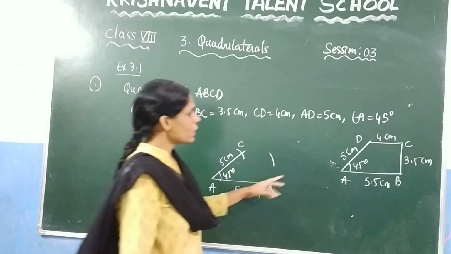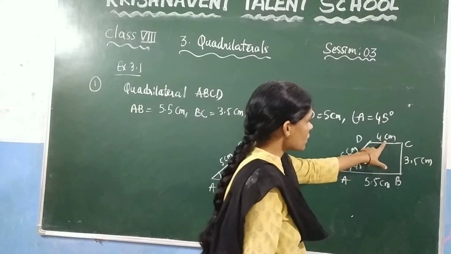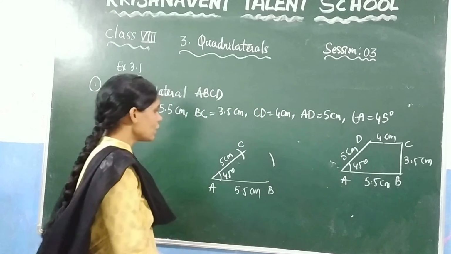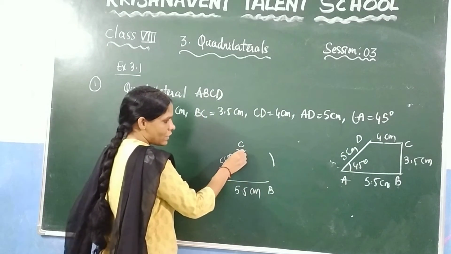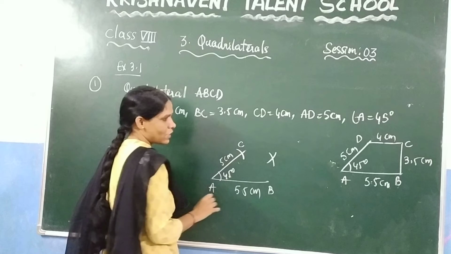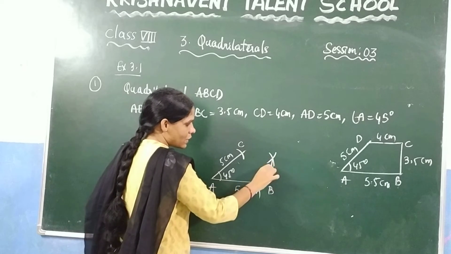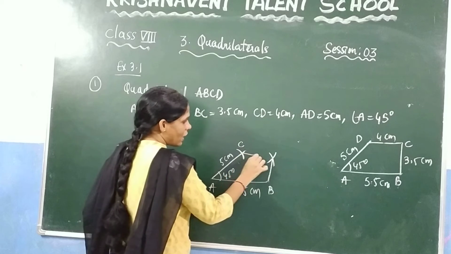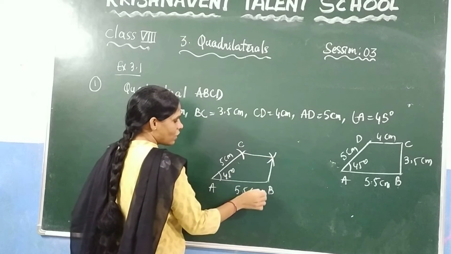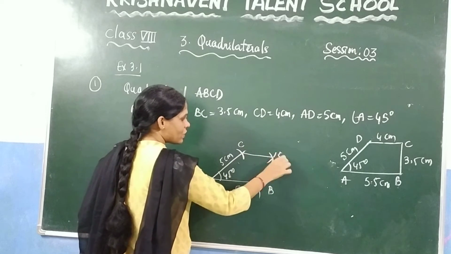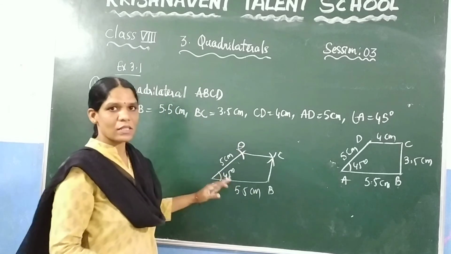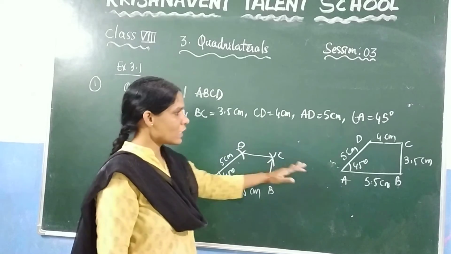So what is next? They have given CD, which is 4 centimeters. So here you need to take the radius and draw 4 centimeters. So we got an intersection point, and from this intersection point join this one and join this one. So here what we get is a quadrilateral A, B, C, D. This is nothing but drawing the rough sketch.